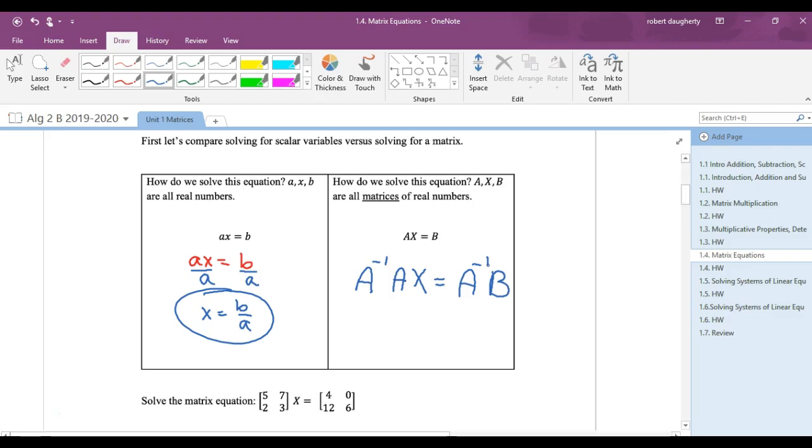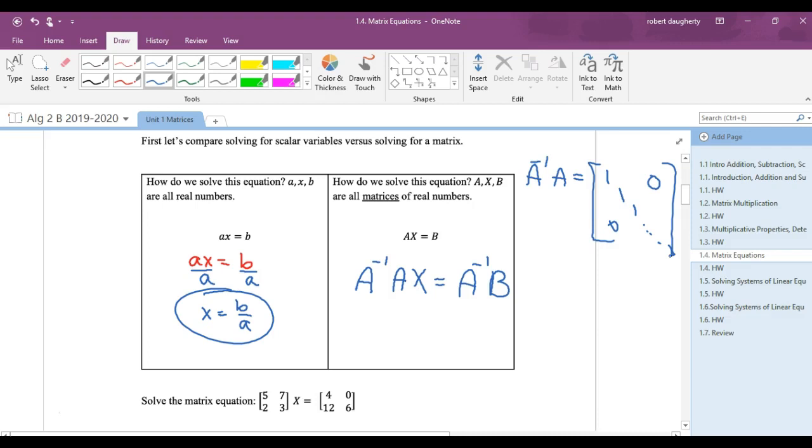Now, why did I pick multiplying by A inverse? Why did I do that? What is A inverse times A? It's like dividing. When you multiply a matrix and its inverse, what do you get? The identity matrix. So when you multiply A inverse times A, you get a matrix with ones on the diagonal and zeros everywhere else. It's going to be the identity matrix, whatever size that is.